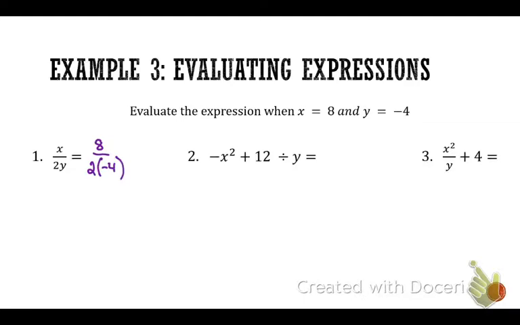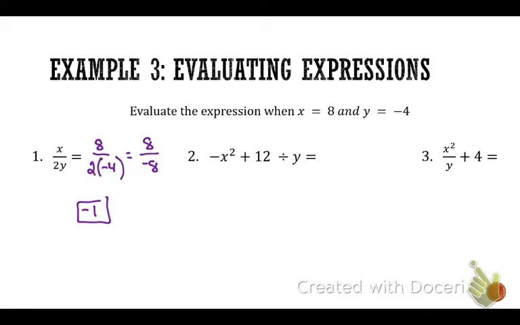Okay? So now, before I can divide, I must simplify everything in my numerator and denominator. Is there something I could simplify in my denominator? Yes. What is 2 times negative 4? Negative 8. So 8 divided by negative 8. All right, what is 8 divided by negative 8? Reduce it. Any number divided by itself is 1. And it would be negative 1.